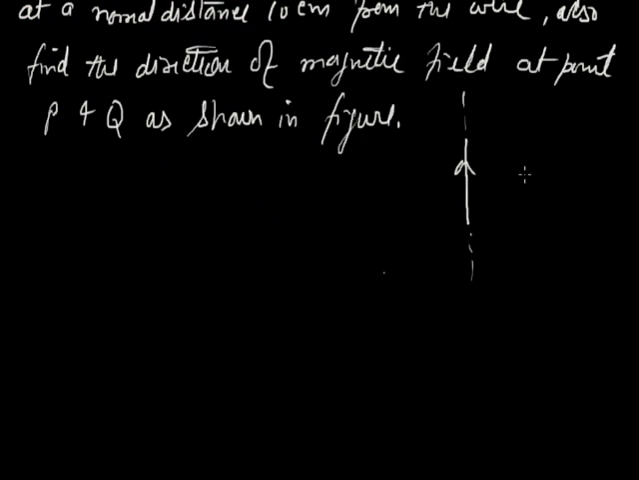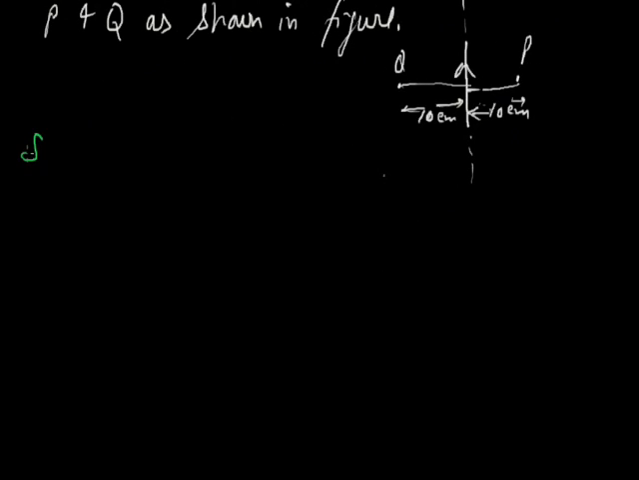This is the long wire. This point is P. Here is point Q. This one is 10 centimeter. Also 10 centimeter. Now the solution. The distance of both the points P and Q is the same from the wire. It's perpendicular. Normal distance is 10 centimeter.